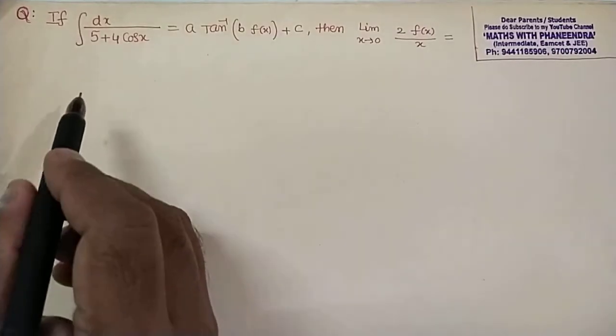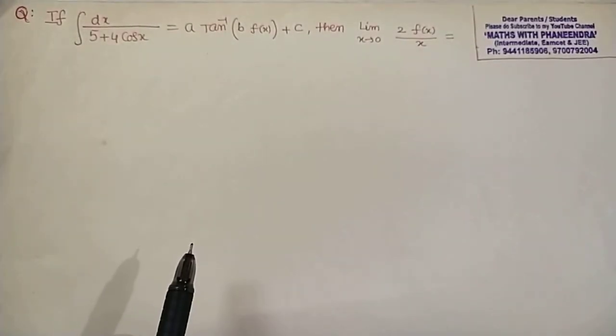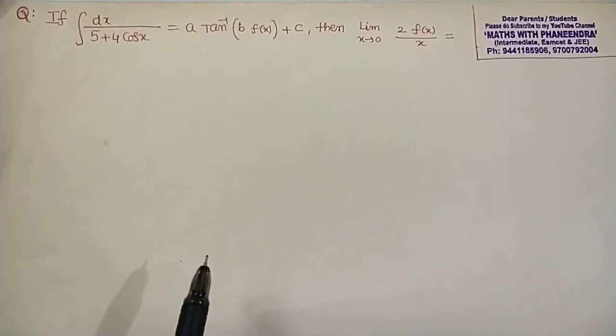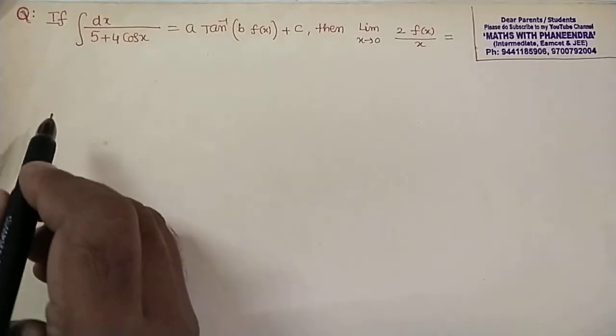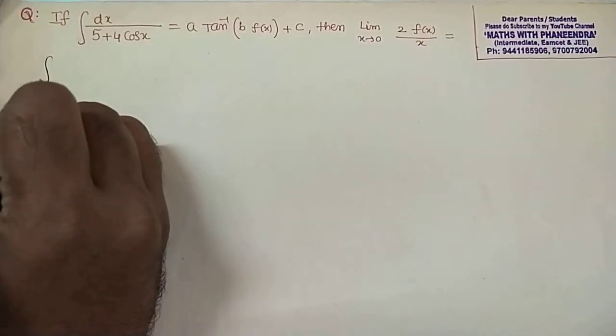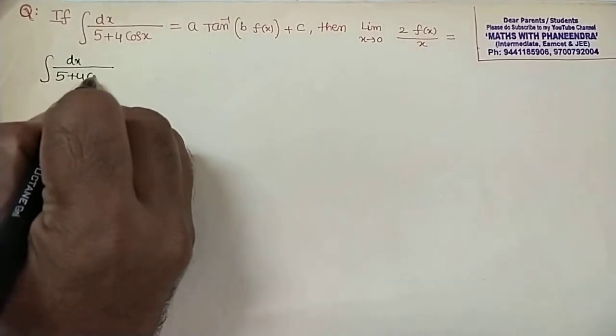See, we know that integral dx by 5 plus 4 cos x, whenever the integral is of the form 1 by a plus b cos x, or 1 by a plus b sin x, or 1 by a cos x plus b sin x, we have to take cos x in terms of tan x by 2. After that, we assume tan x by 2 equals t. So now consider the given integral dx by 5 plus 4 cos x.